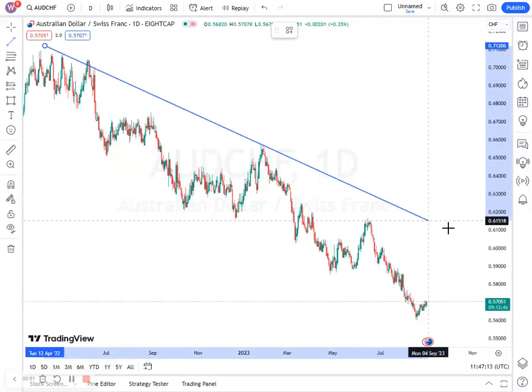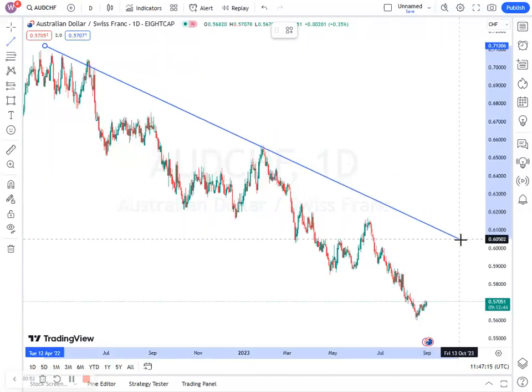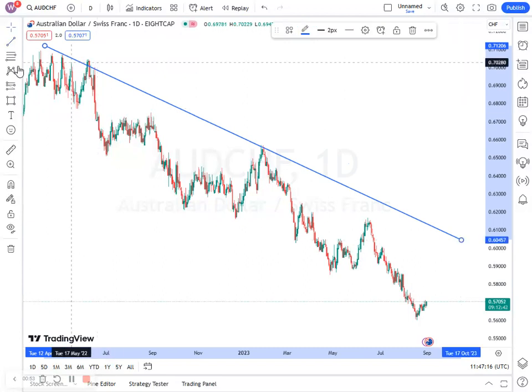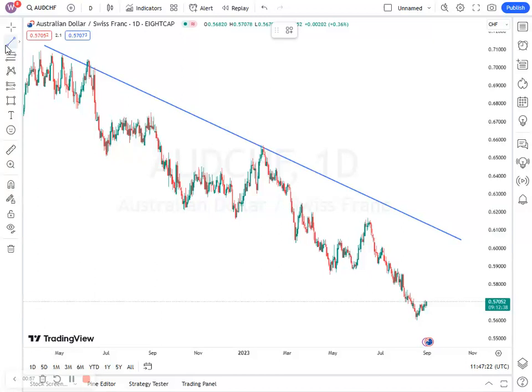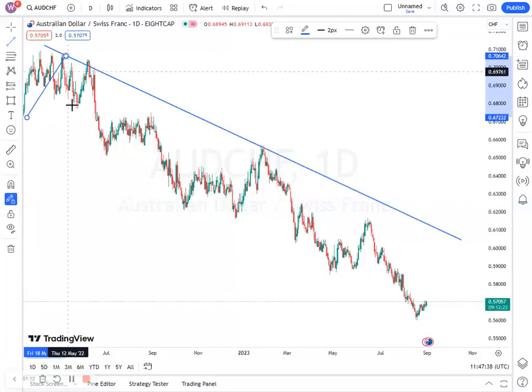You can see that this pair has been under this trend line. It has been dropping since the beginning of this year. We trade with the trend. The trend is your friend. Whatever the trend is giving you is what you trade alongside. So this pair has been dropping.